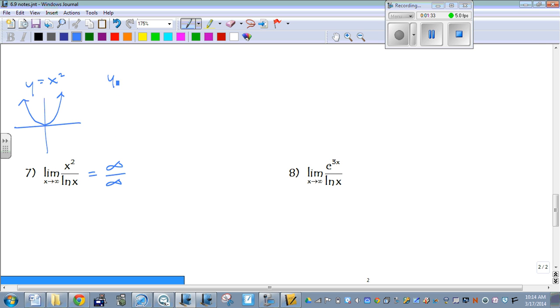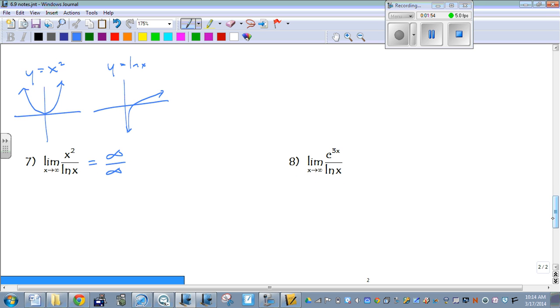Y equals natural log of x. That graph looks like this. And as we go to the right, the graph keeps going up. There's no horizontal asymptote. It's not leveling off anywhere. It's going to keep increasing. It doesn't increase as quickly as this does, but it's still increasing and going towards infinity. So if we get infinity over infinity, that is one of those indeterminate forms. We can use L'Hopital's rule.